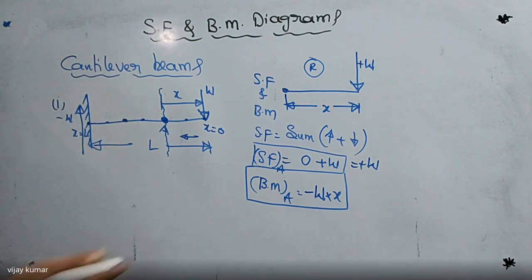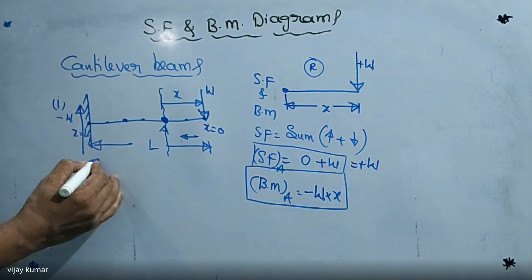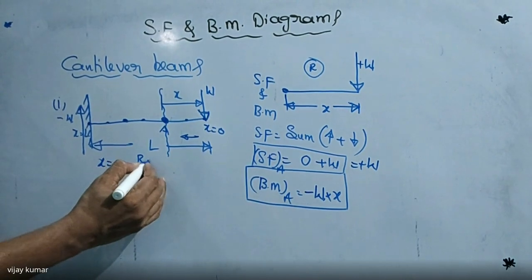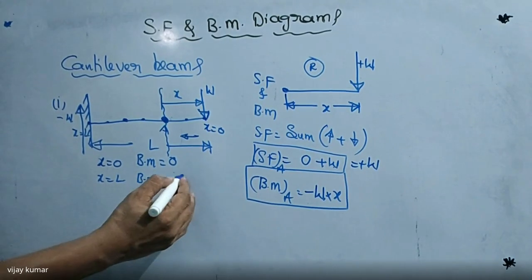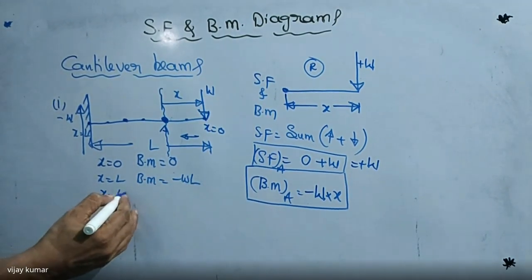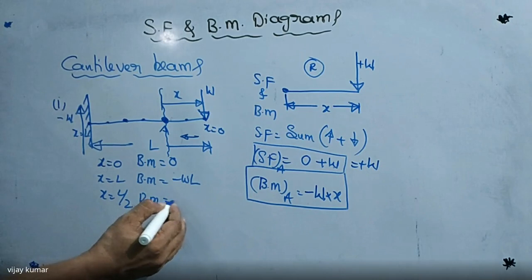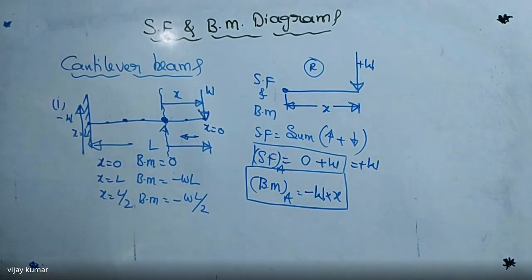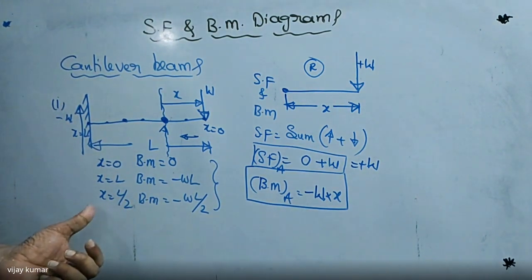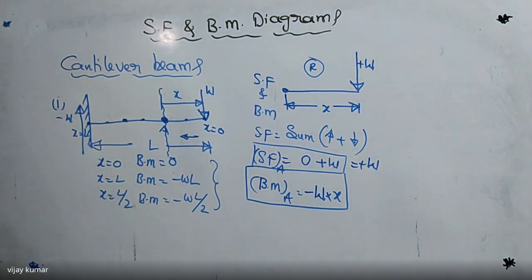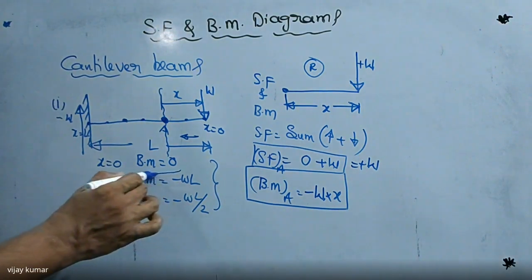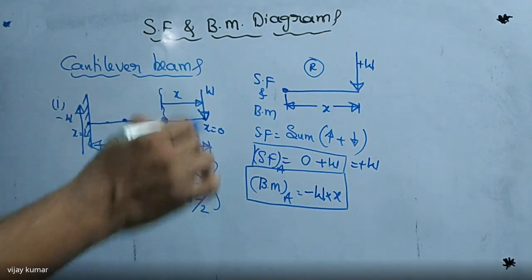Right. So where is the bending moment maximum? When x equal to 0, the bending moment is 0. When x equal to L, the bending moment is minus WL. When x equal to L by 2, the bending moment is minus WL by 2. By seeing the three values, where do we get the maximum bending moment? Forget about the sign convention, whether it is positive or negative. Tell me about the magnitude. Which value is maximum? This value is maximum. Did you get my point or not?